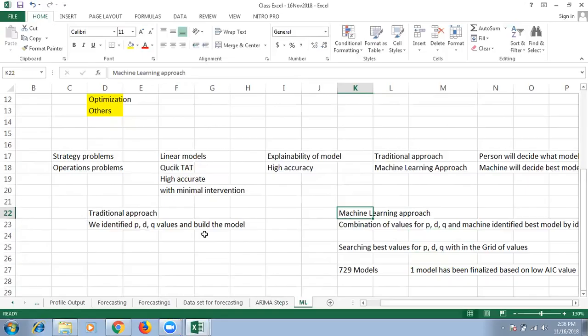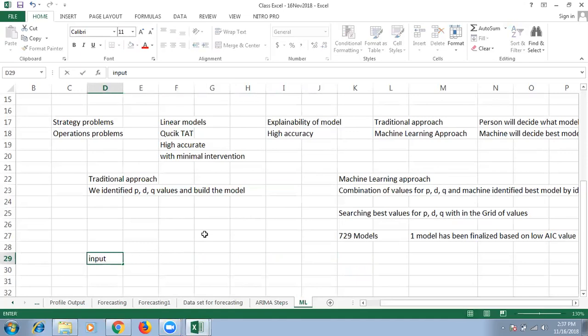Right. So generally, the first thing we did was come up with the PDQ values, run the model and get the result. Then we did another model by changing the PDQ values, got another result, and compared the results, and whichever is giving low, that is the manual approach. And in this case, the approach is: you give the values of PDQ, you test it and give me the best combination of PDQ, which can give me my best model.